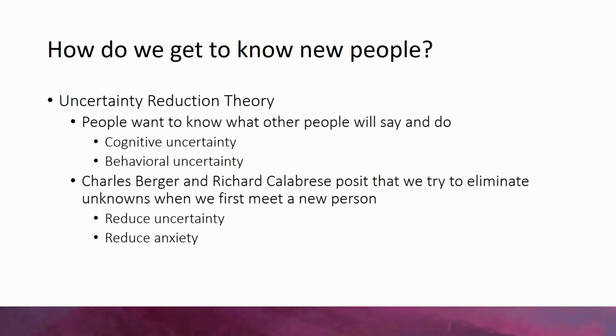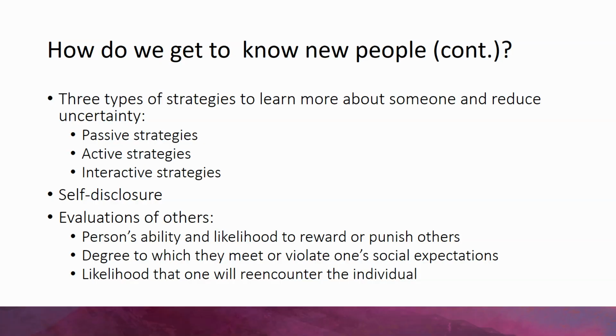According to uncertainty reduction theory, people seek to know what others will say and do. We experience cognitive and behavioral uncertainty, and as Charles Berger and Richard Calabrese suggest, we try to reduce unknowns and anxiety when meeting new people. There are 3 strategies to learn more about someone and reduce uncertainty: passive, active, and interactive strategies. Self-disclosure and evaluations of others' abilities and social expectations also play a role in determining future interactions.